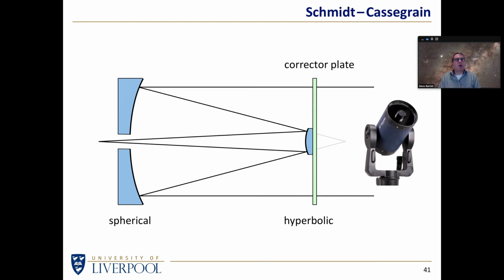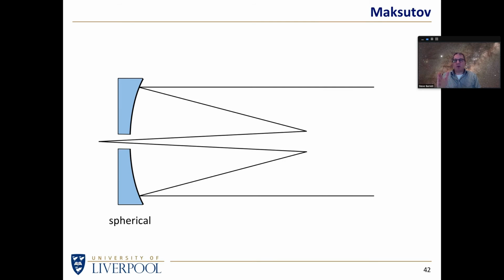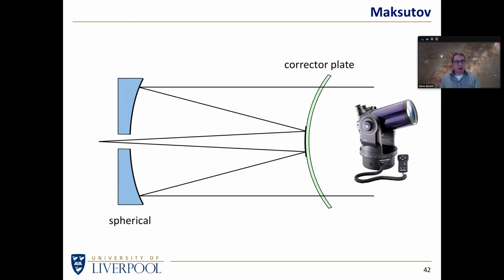An alternative way of doing something very similar is to again take a spherical mirror, but instead of having a secondary mirror which is placed in the relevant position, we have a curved corrector plate, and instead of using a particular hyperbolic mirror, a portion of the corrector plate is silvered to do the same job, if you will. And so that gives us a Maksutov design, and perhaps you've seen these.